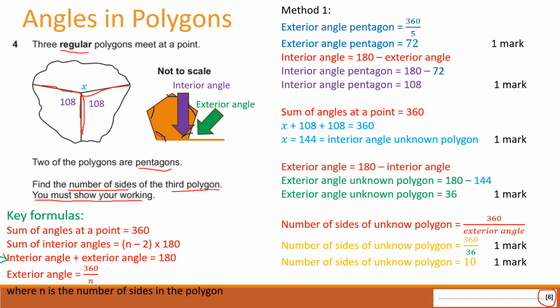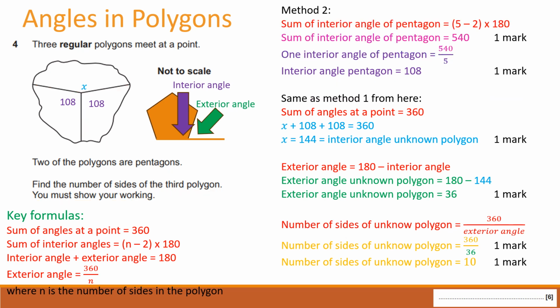That is method 1. Now method 2 is very similar, but it's just a different method to get the interior angle of the pentagon in the first place. From this point here, where I'm just putting a line across, it's going to be exactly the same method down. It's just a different way to get that interior angle in the first place. So method 2, we're using that the sum of the interior angles of a pentagon is 5 take away 2 times 180. That is the difference on this question, to find the sum of the interior angles, and that is going to be 540.